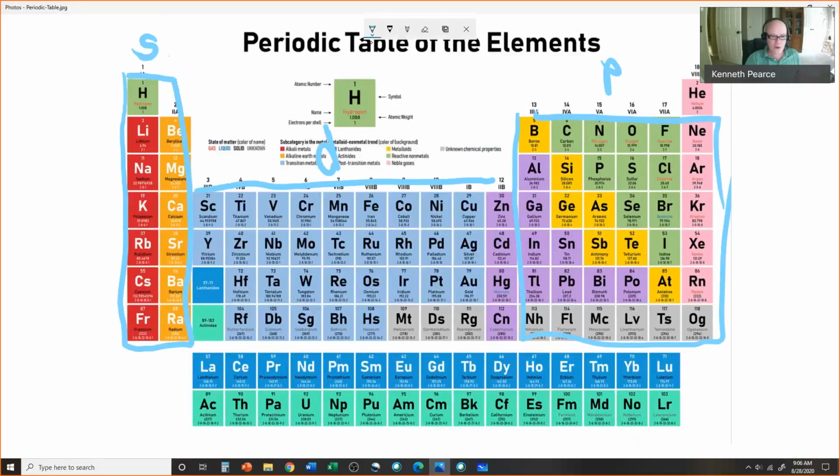And while we will not be doing F level blocks, the actinides and the lanthanides, these are all F level blocks. And it turns out that the periodic table is actually arranged according to the electronic configuration of the elements. Because of the way the electrons are arranged in the elements, this is how they react, and they end up having these periodic properties, and we end up with families. So we have the S, P, and D blocks.